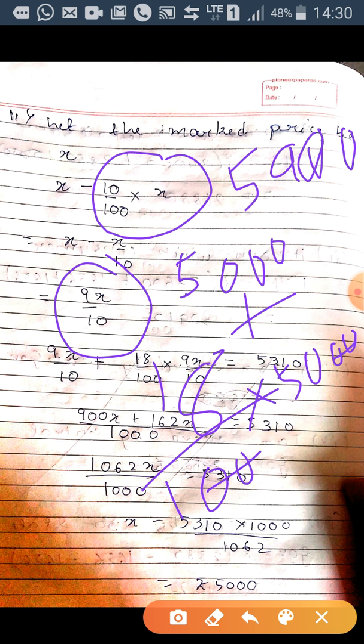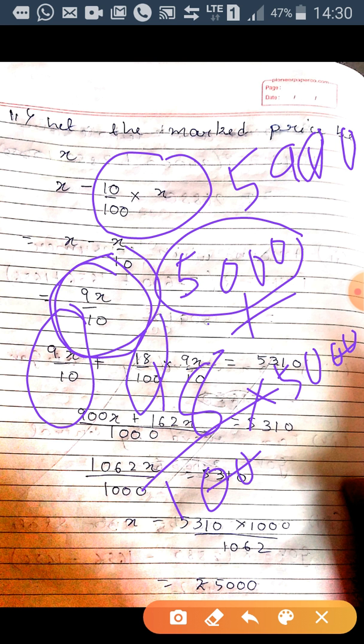So here also we are going to do the same thing. Now notice what we have done: 5,000 plus 18 by 100 into 5,000. Over in the sum, our price after discount has turned out to be 9x by 10. So we will do 9x by 10, which takes the place of this 5,000, plus 18 by 100 into 9x by 10, which takes the place of this 18 by 100 into 5,000.